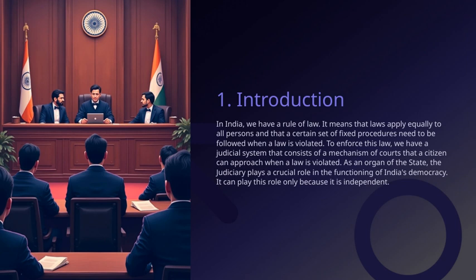Now, an important point to remember is that the judiciary, which is part of the government, plays a crucial role in our democracy. It helps uphold the rule of law and protect citizens' rights. But for the judiciary to do its job effectively, it must be independent, free from outside influence or interference. This independence is what allows the judiciary to function fairly and impartially, ensuring that justice is served without bias. So, in summary, the judiciary's role is vital in maintaining democracy and ensuring that laws are applied fairly to all.